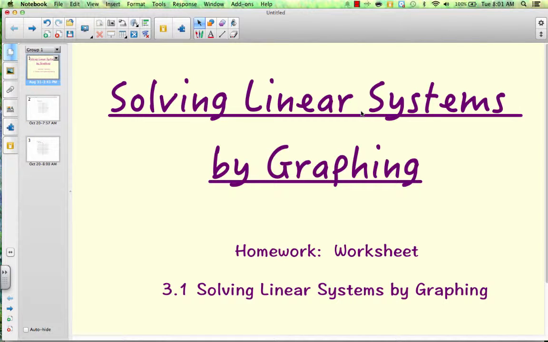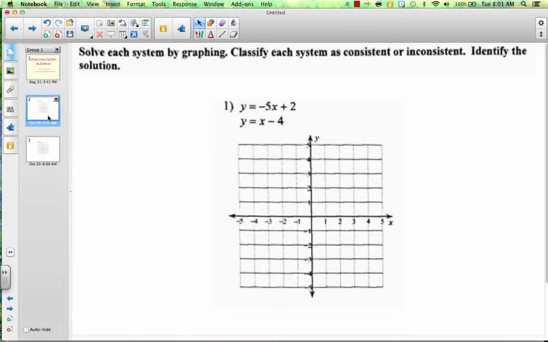Okay, so today we're going to be solving systems of linear equations by graphing. This is your homework from the worksheet 3.1, Solving Linear Systems by Graphing. So let's start. I'm going to do two problems from this. I have my tools out because I'm going to need to go between points and lines in order to solve this. So let's take a look.